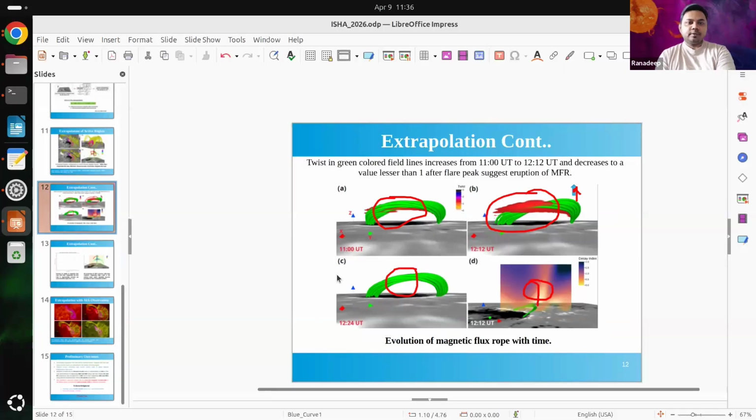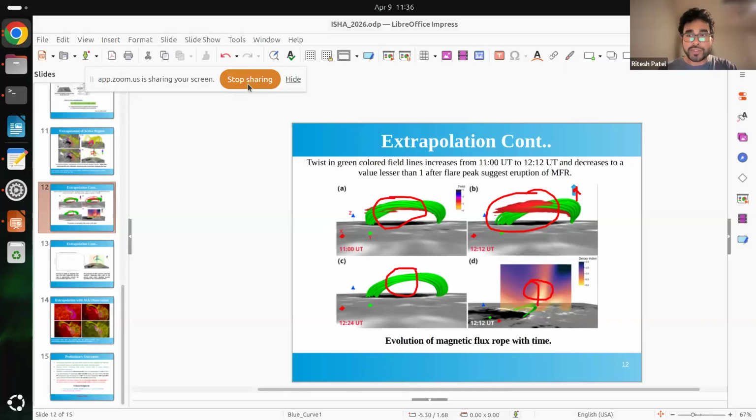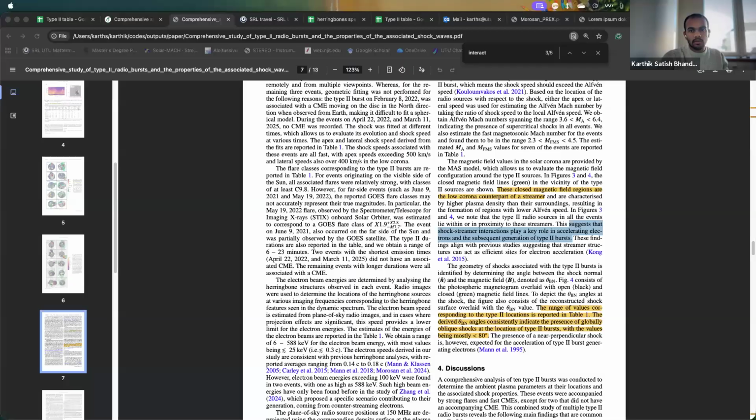Okay. Okay, thank you. Okay, thanks. If there are further questions, then we can take them up in the discussion session. Let's thank Pawan again. Our next speaker is Karthik from University of Turku, Finland, and he's going to talk about radio bursts and the properties of associated shock waves. So Karthik, you can share your screen. Hi. Yeah, I will try sharing my screen. And you have 10 minutes for the presentation and 2 minutes for the questions.